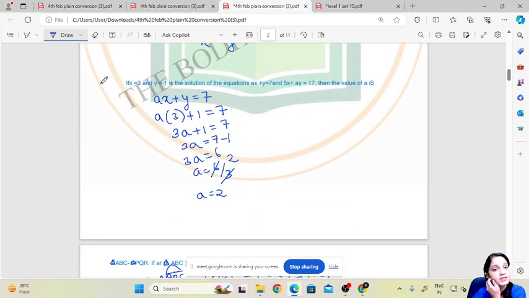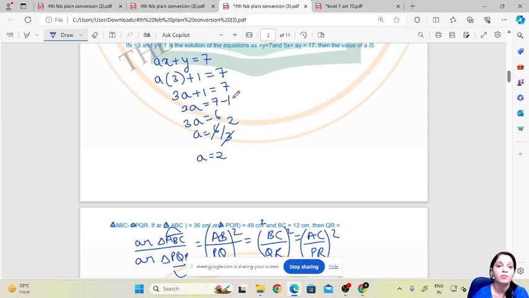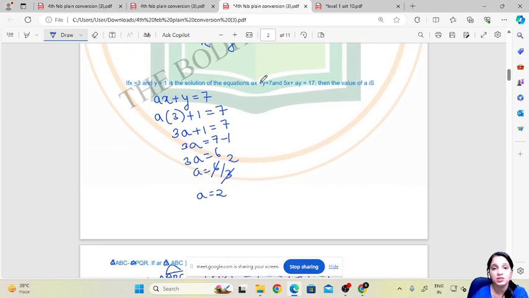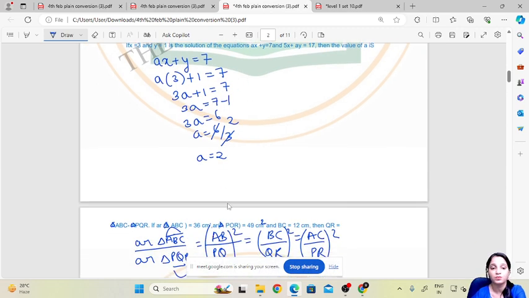Now the next is, if x is equal to 3 and y is equal to 1 is the solution of the equation ax plus y equal to 7 and 5x plus ay is equal to 17, then the value of a is. You can take this equation or either this equation. You just have to substitute the values of x and y here. So when you substitute, you will get a equal to 2.